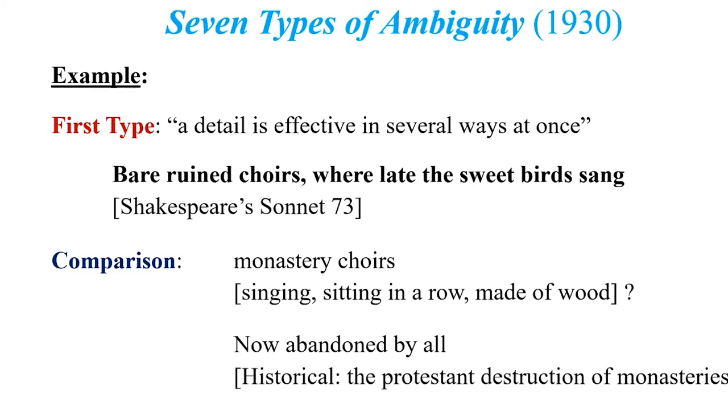Okay, let me give you one example, type one. First type, seven types of ambiguity. There are seven types. He lists seven types. The entire book, each chapter and the concluding, you have seven types. So first type, a detail is effective in several ways at once. It gives a lot of meanings. This is the example Empson gives. Bare ruined choirs where late the sweet birds sang, from Shakespeare's Sonnet 73.